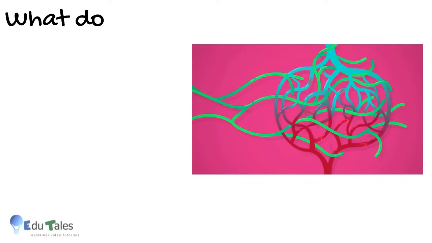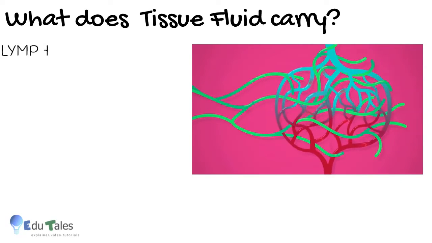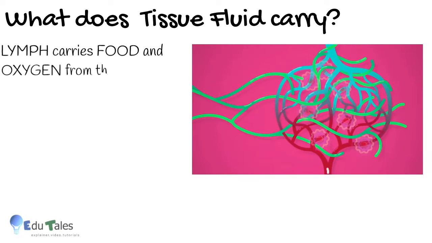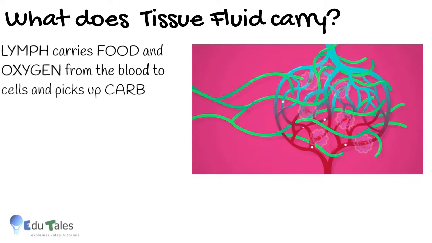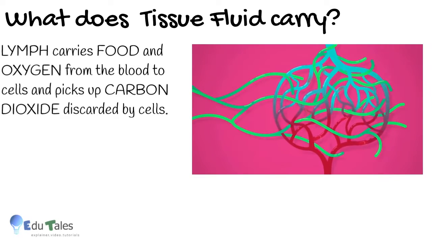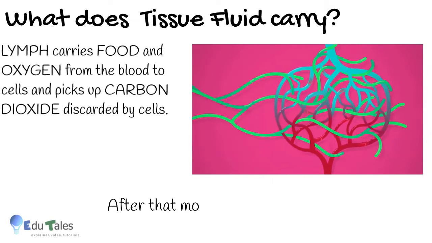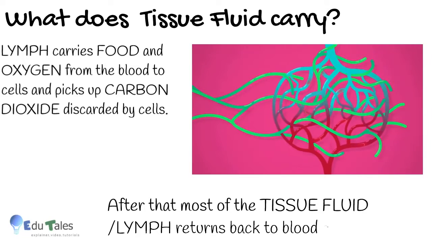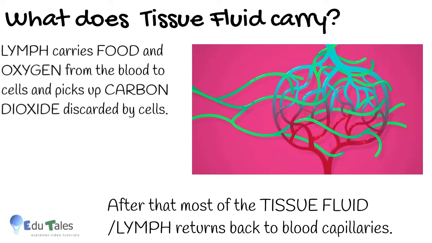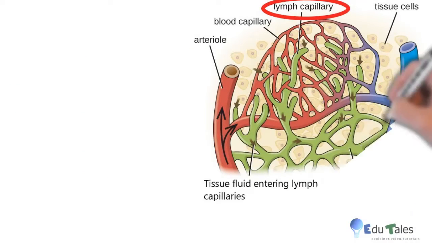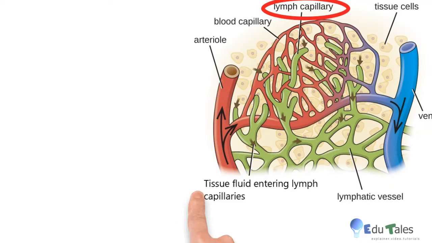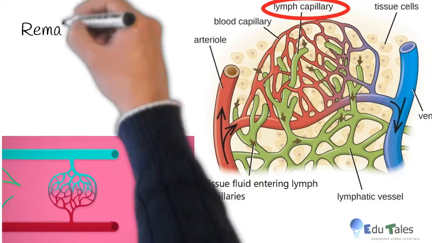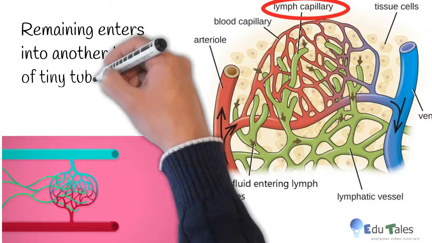So what does this tissue fluid carry? It carries food and oxygen from the blood to the cells and picks up carbon dioxide and other waste material discarded by the cells. After that, most of the tissue fluid returns back to the blood capillaries. The remaining fluid enters into another type of tiny tubes called lymph capillaries, as you can see in the diagram.